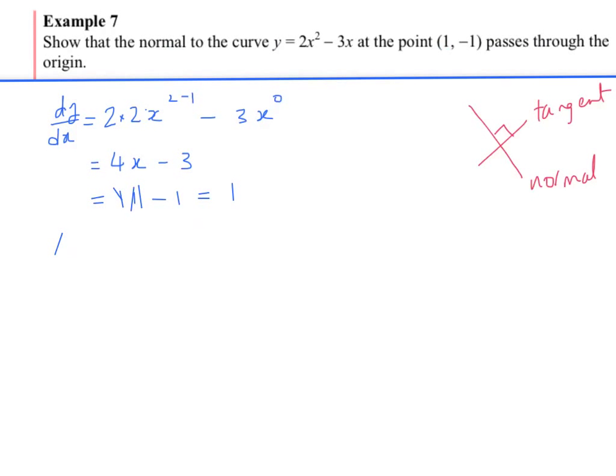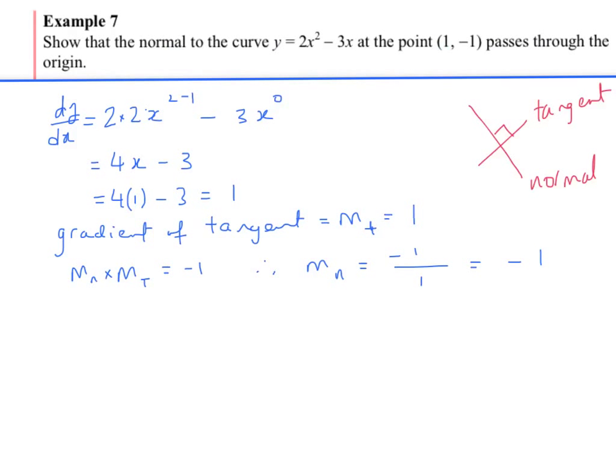Therefore we can conclude that the gradient of the tangent, let's call it mt, equals 1. Now we know that the gradient of the normal times the gradient of the tangent equals minus 1. Therefore the gradient of the normal equals minus 1 over 1, which equals minus 1. We can now substitute the x and y values over here to form an equation for the normal.